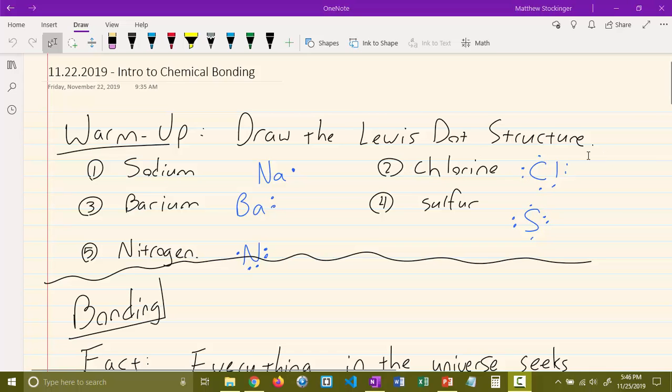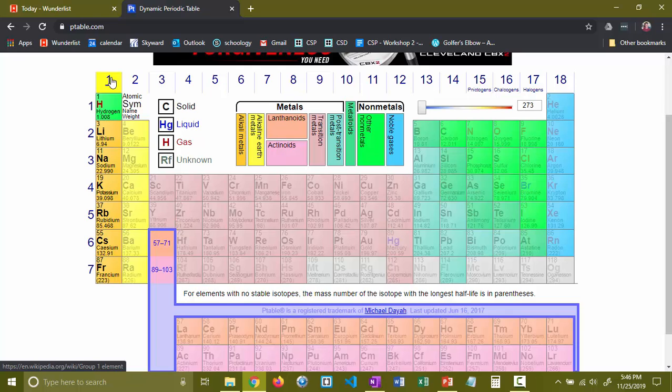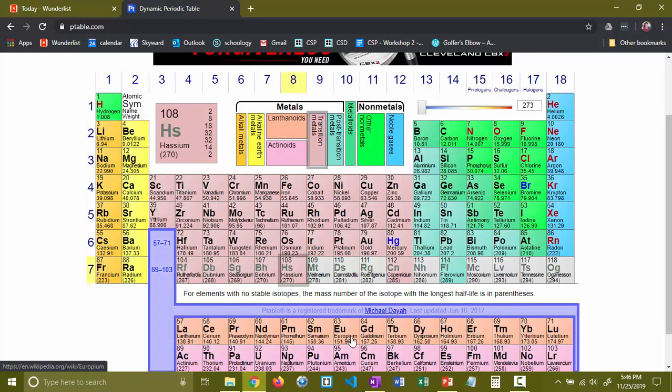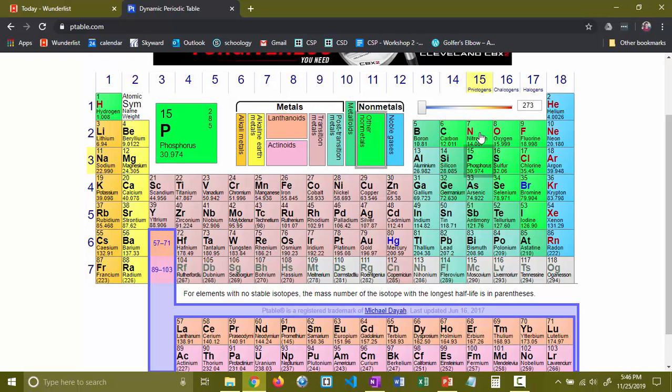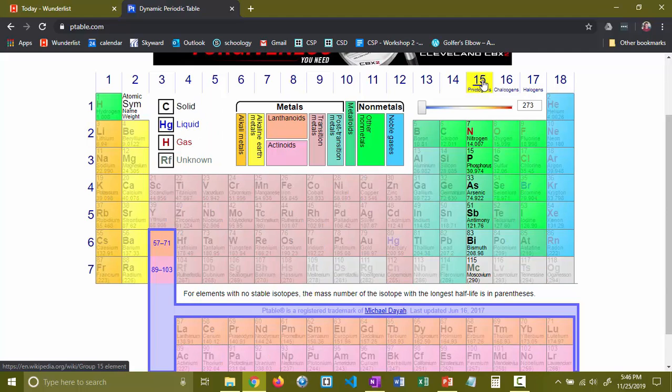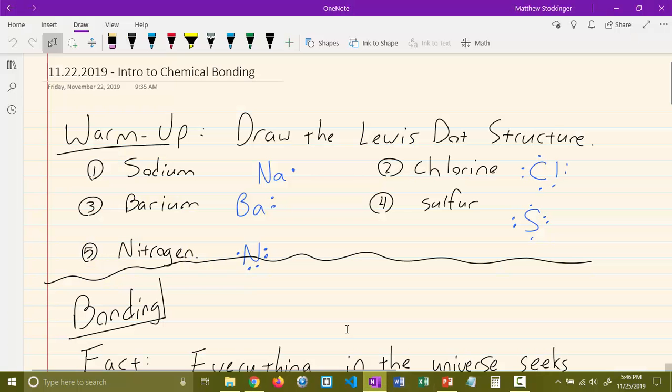The basic idea here was if I give you an element, you just go over to a periodic table and find that element. Whatever group it's in, that's how many valence electrons it has, and that's how many dots it should get. So that's why sodium got 1 dot. Nitrogen, on the other hand, was over here in group 15. That means it has 5 valence electrons. Remember, these ones over here, you subtract 10. So 15 minus 10 is 5 valence electrons for 5 dots.